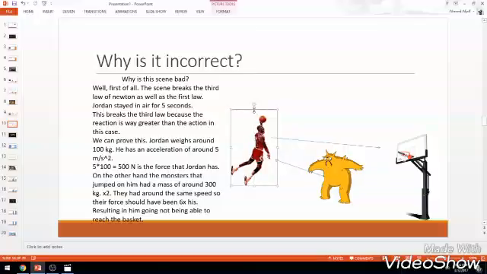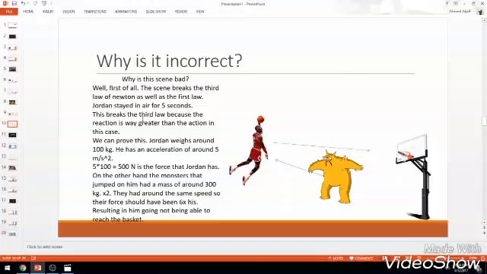Because every action has an equal and opposite reaction. Take Michael Jordan's force, for example, as he's jumping towards the basket, and he weighs around 100 kilograms and has an acceleration of around 5 meters per second squared. So 5 times 100 is 500 newtons. So Michael Jordan should have had around 500 newtons. In the movie it was something like this, but anyways, this should have been Michael Jordan's force.